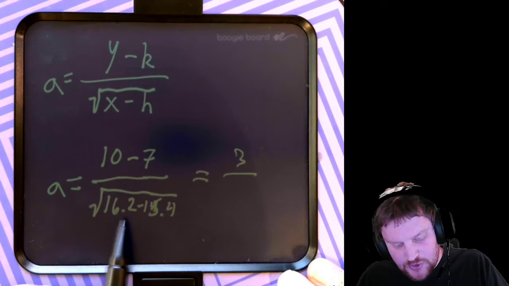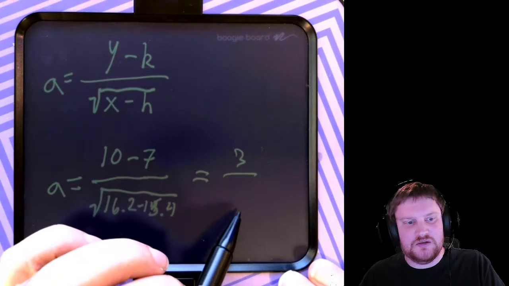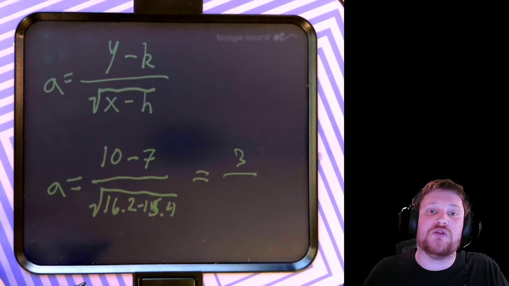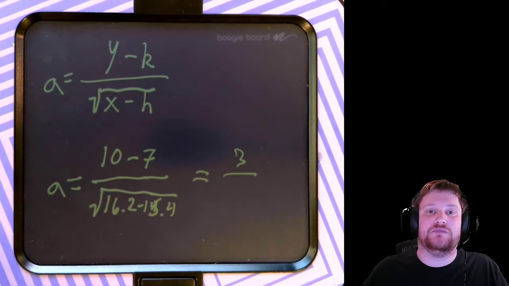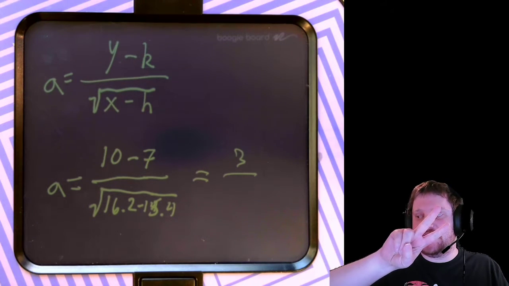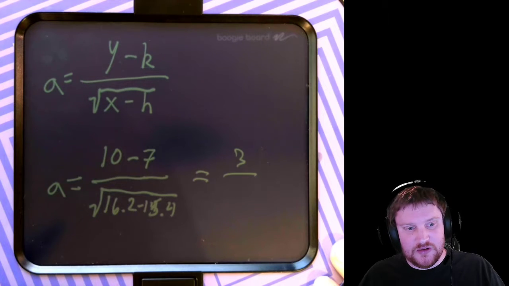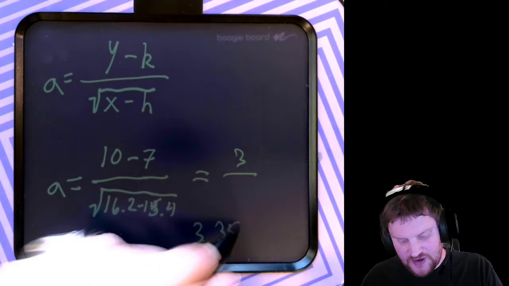But if you take 16.2 minus 15.4 and then take the square root of that, 3 divided by that, here's the other thing they don't tell you. What do they want you to round it to? How are you supposed to know? 2 decimal places, guys. That's what they want. 2 decimal places, the nearest hundredth. So in this case, I believe it ends up being 3.35.